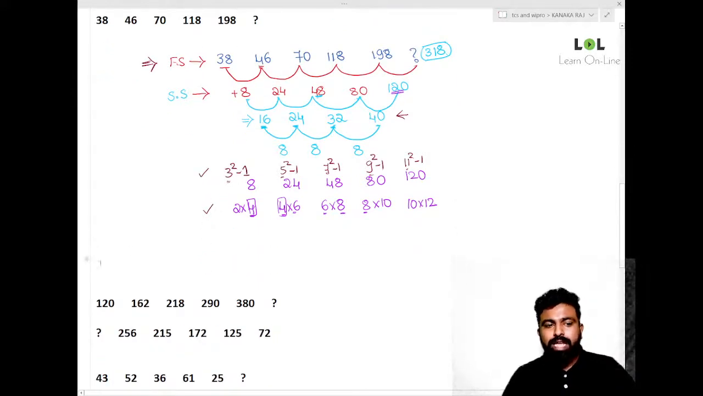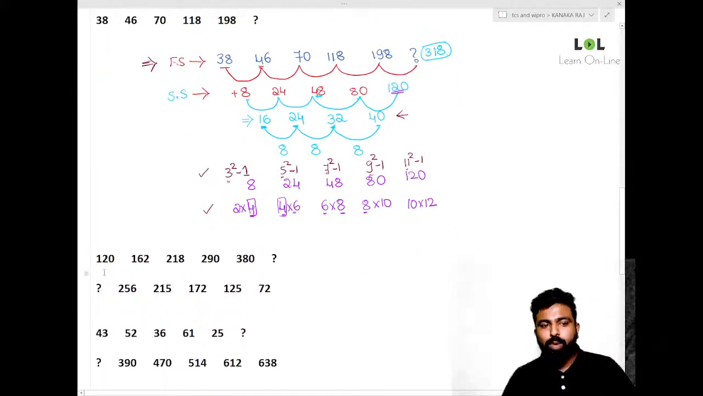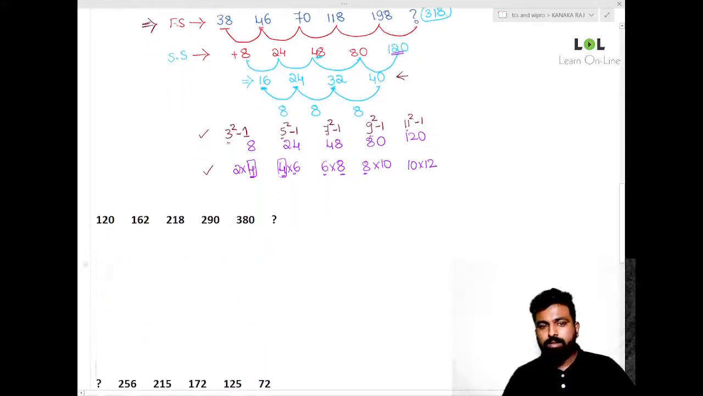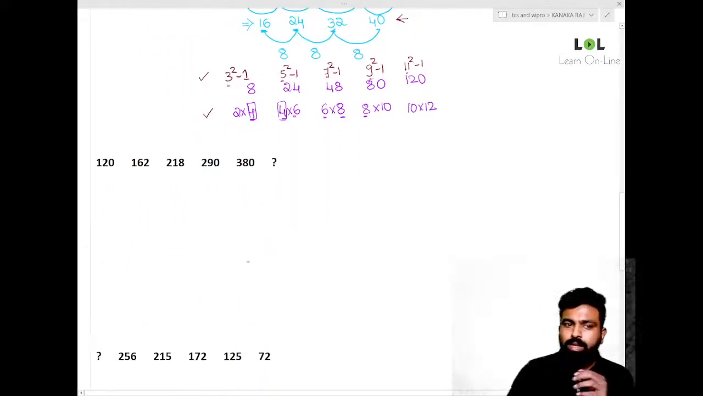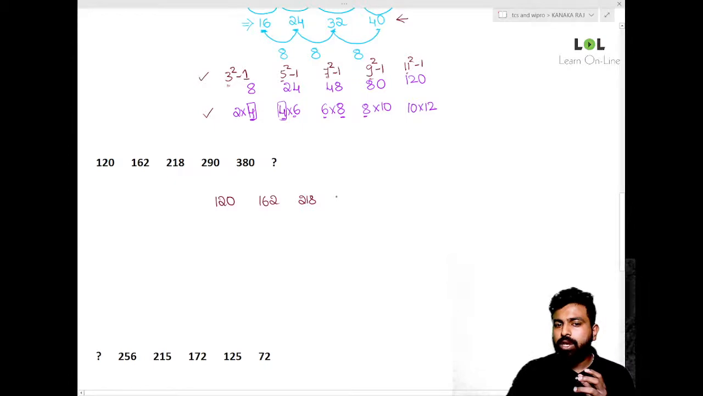Again, what is the next question? Can you people tell me the answer for the next question here? The series here, let us go together. The series here is 120, 162, 218, 290, 380, and a question mark. The answer is 490, Sri Lakshmi says 490. Beautiful. That is the perfect answer.